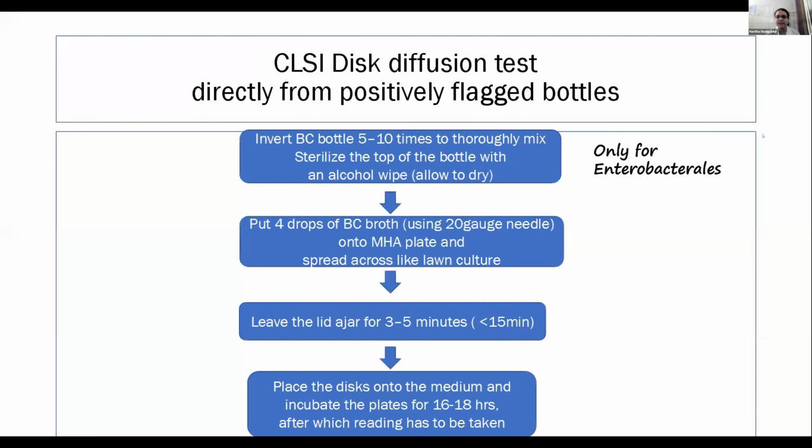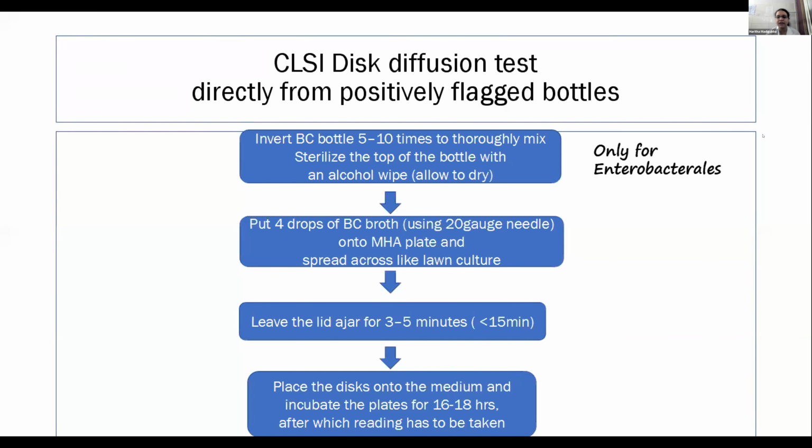So always remember, one more important point here is the incubation time is 16 to 18 hours, after which the reading has to be taken. Before 16 hours, the reading should not be taken. So these are the important points here. That is, 4 drops of blood culture broth has to be taken, and it has to be left for at least 3 to 5 minutes or maximum up to 15 minutes, not more than that, following which the discs have to be placed and it has to be incubated for a minimum of 16 to 18 hours.